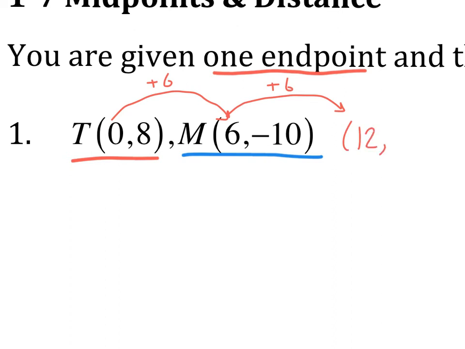And now, to get from an 8 to a negative 10, what do we subtract? 18. And now we repeat that. Subtract 18 again to get negative 28. And you can now do it.